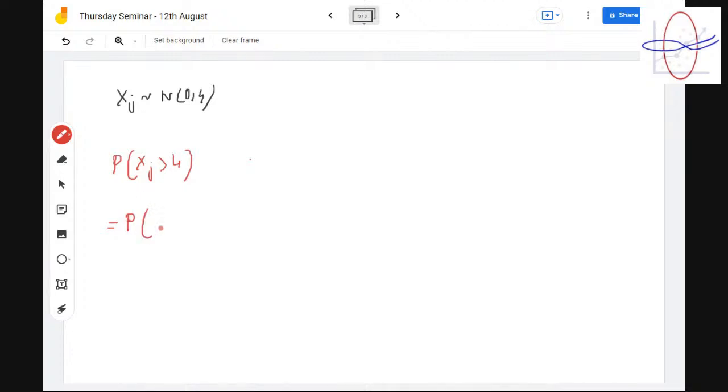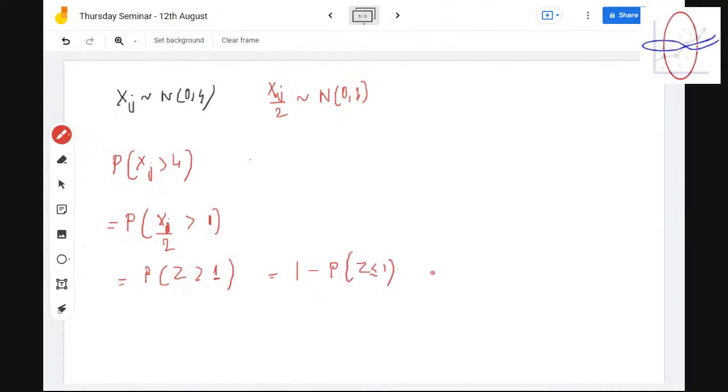So what will happen is that the probability, divide xj by 2, so it will be greater than 1, right? So what do we want to find? We want to find a standard normal distribution. So xj by 2 is standard normal. So what we'll get is the probability Z greater than 1. Essentially, it's 1 minus the probability Z less than or equal to 1. So what we get is 1 minus phi of 1.